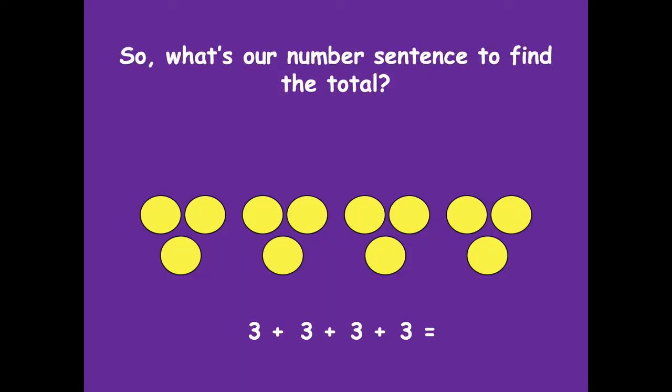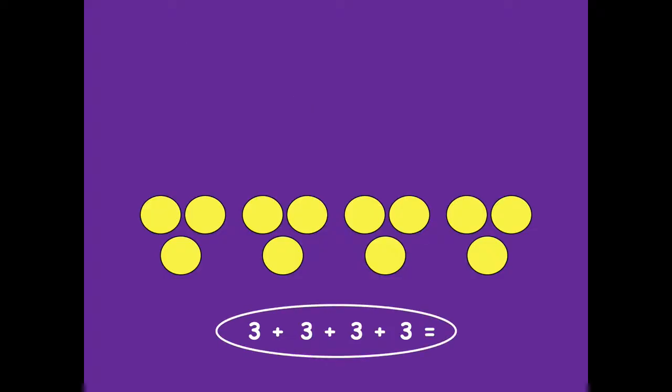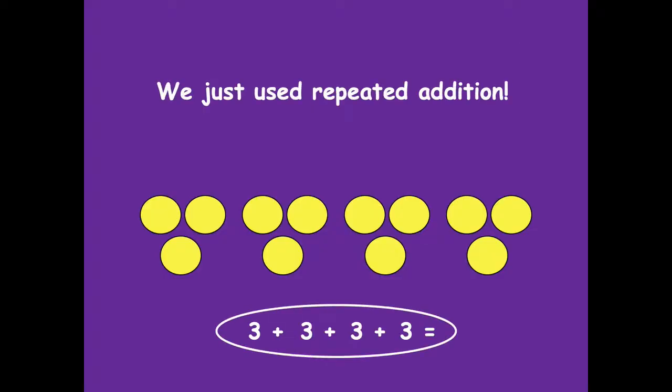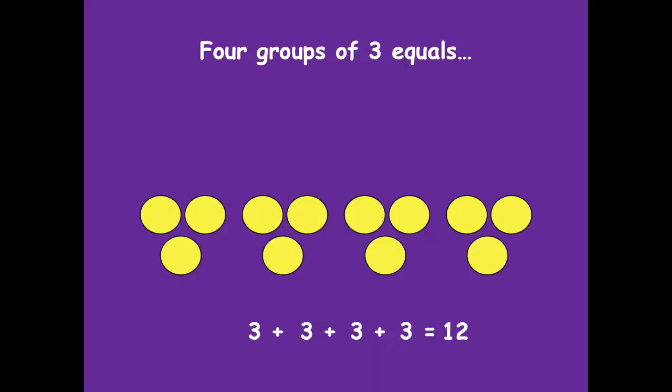So what's our number sentence to find the total? Yeah, this guy right here, that's our number sentence. So we just used repeated addition, friends. When you use repeated addition, you're adding the same number over and over again to match your number of groups. So here if I have 3 plus 3, I know that that's 6. Then 6 plus 3 more equals 9. Then if I have 9 plus 3 more, that equals 12. So I have a total of 12 counters.